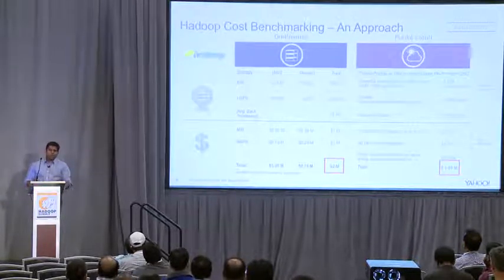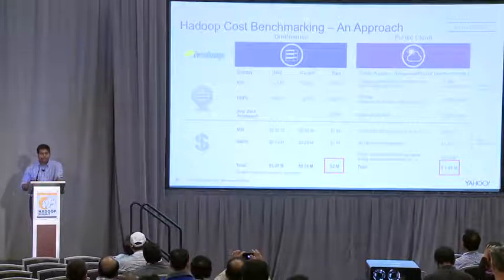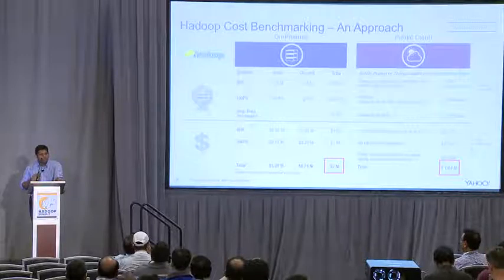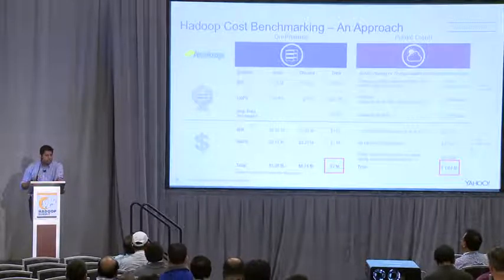Benchmarking is, again, quite a tedious task. There are really two ways of doing it. One way would be to try to simulate your actual workload on the public cloud. And I think that's a very difficult route. I tried doing it. It wasn't possible.